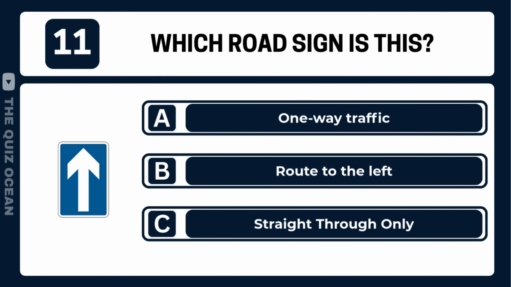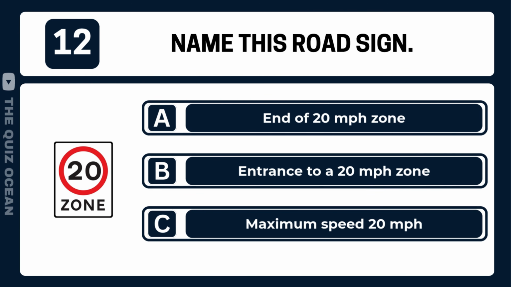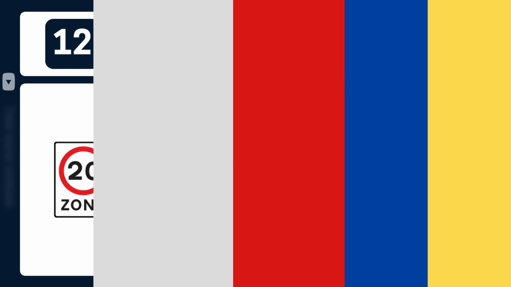Which road sign is this? The answer is A, one-way traffic. Name this road sign. The answer is B, entrance to a 20-mile-per-hour zone.